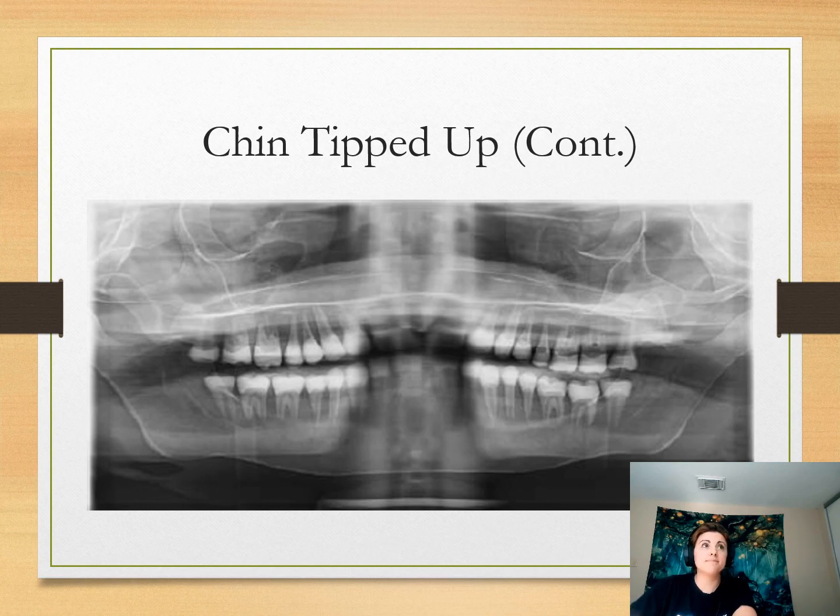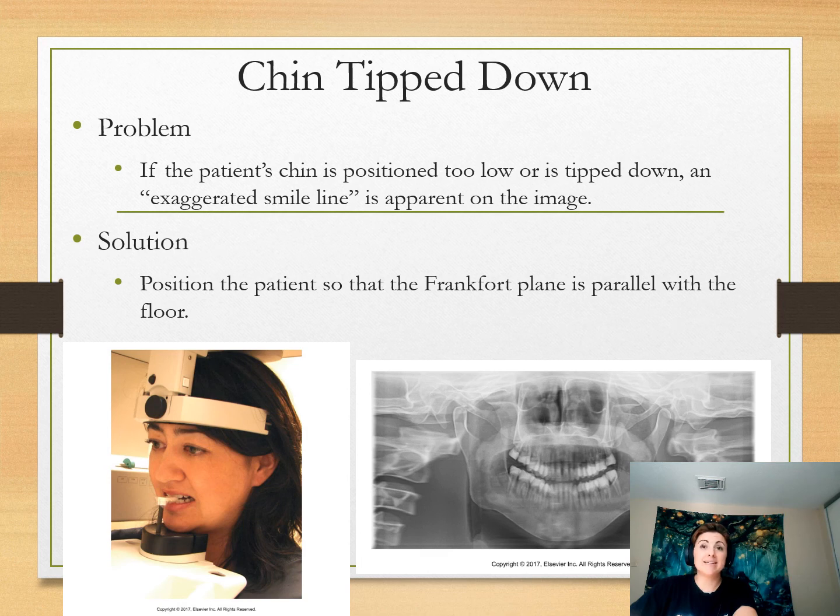So don't do that. All right, and then this one is if you accidentally tip your chin down too far, right? They're looking down when they're in there. Then you get what's called an exaggerated smile line. It's very apparent. In fact, can you see how much of the spine we're actually seeing now? Because when you tilt your chin down, you actually pull the back of that spine into the rotation of your tube head, even more so than it would have normally, and everything looks smushed together. So don't do that. Make sure that you get your Frankfurt plane or your ala-tragus line parallel with the floor, so they shouldn't be tilted up and they shouldn't be tilted down. They should be parallel with the floor so that you can get the proper image.